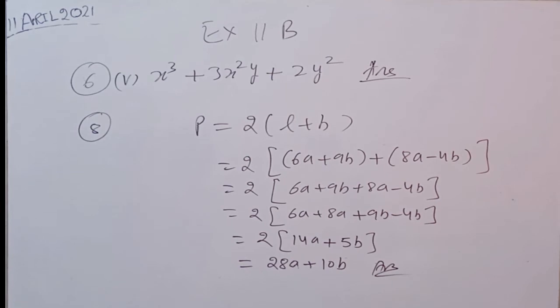Collect the like terms, we have 2 times 6a plus 8a plus 9b minus 4b, that will give 2 times 14a plus 5b. Multiply 2 into both terms, that will give 14 to 28a and 5 to 10b. So in that manner you will find the perimeter. Question number 6 and 8 you can do in that manner. Now I am taking the next sum.